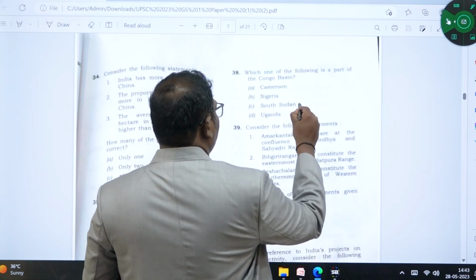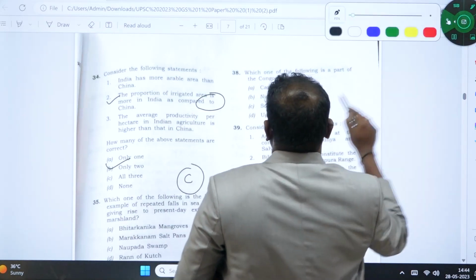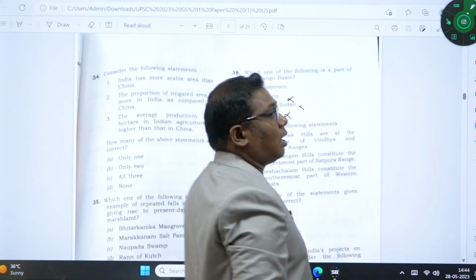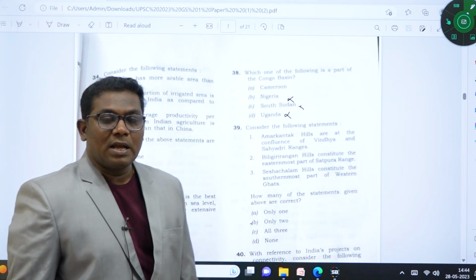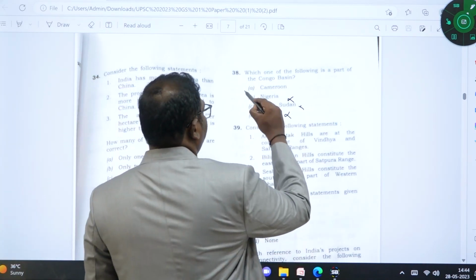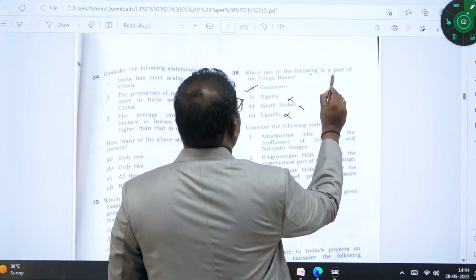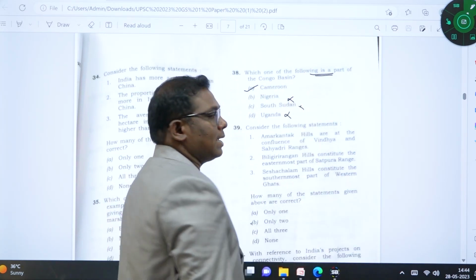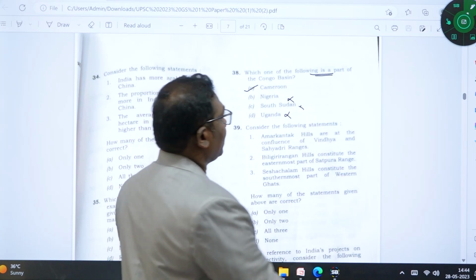And Nigeria, South Sudan, Uganda are in Eastern and Northern Africa. Whereas in Central Africa, Cameroon is Central and Western Africa. So that's why option A, Cameroon, is part of Congo Basin. Option A is the right answer for the 38th question.